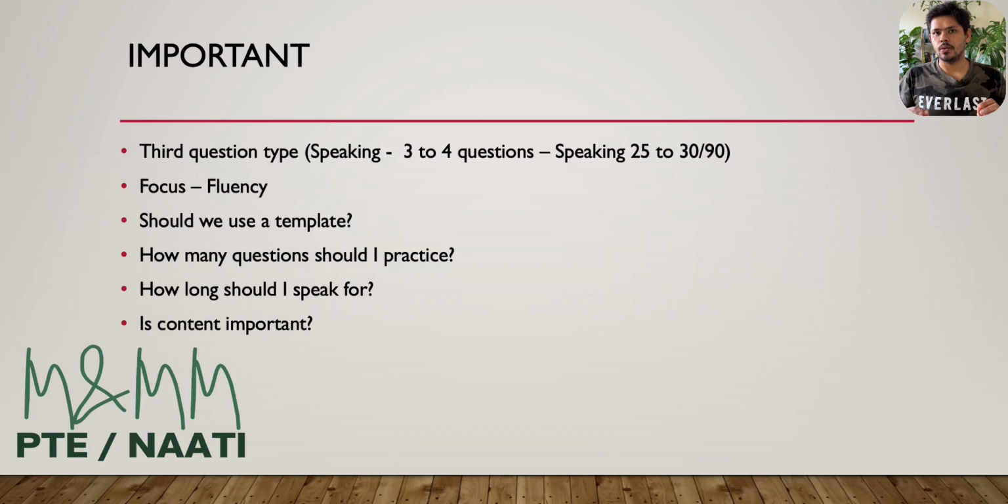What does that tell you? Something is different in describe image. What is that difference? Only focus has to be fluency and not content. Obviously, whatever you speak should be clearly understandable, which means your pronunciation should be clear, but content is not at all important. Hence, in describe image, your focus only needs to be speaking flawlessly, clearly, without hesitation.